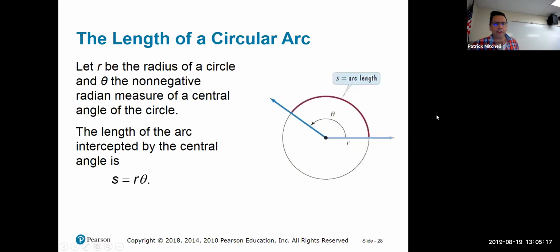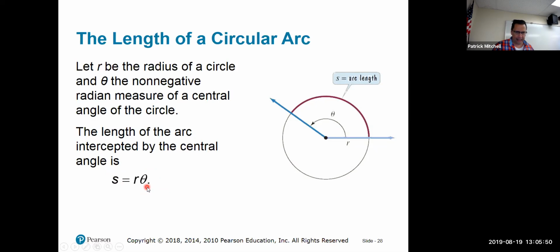Okay, and that brings us to the last topic for section 4.1, which is the length of a circular arc. So you may remember that the way we defined radian measure earlier in this section is we said theta equals s divided by r. So s was the length of the arc, which you see right here, and r is the radius of the circle. So what you see here is just that same equation written in a different form.